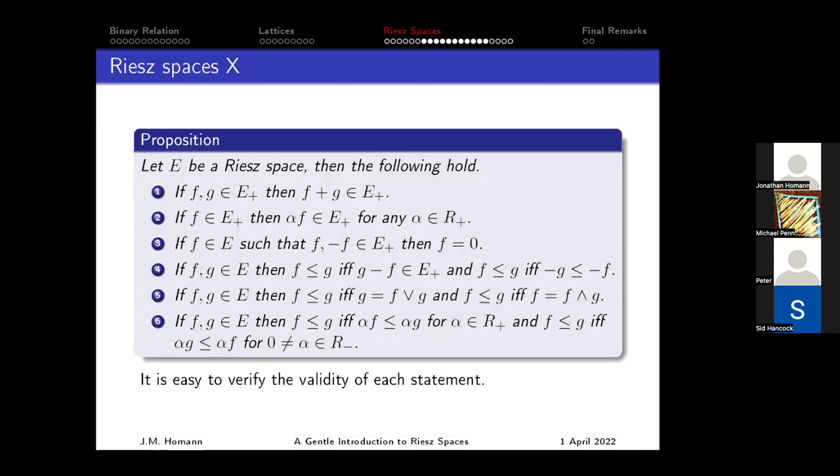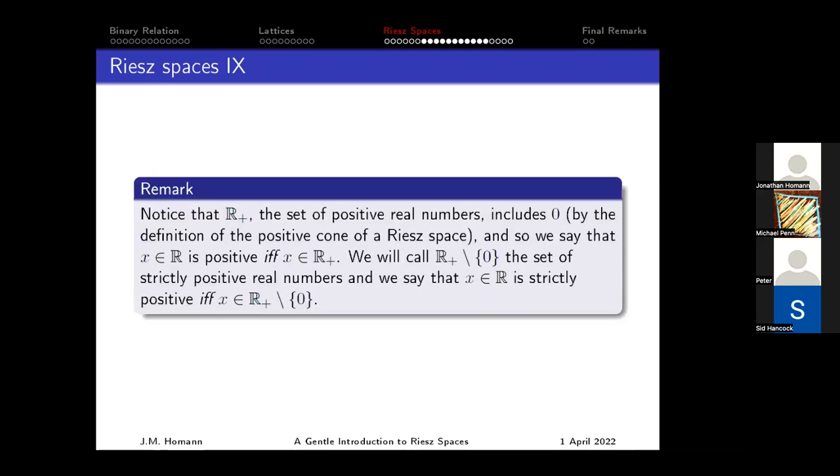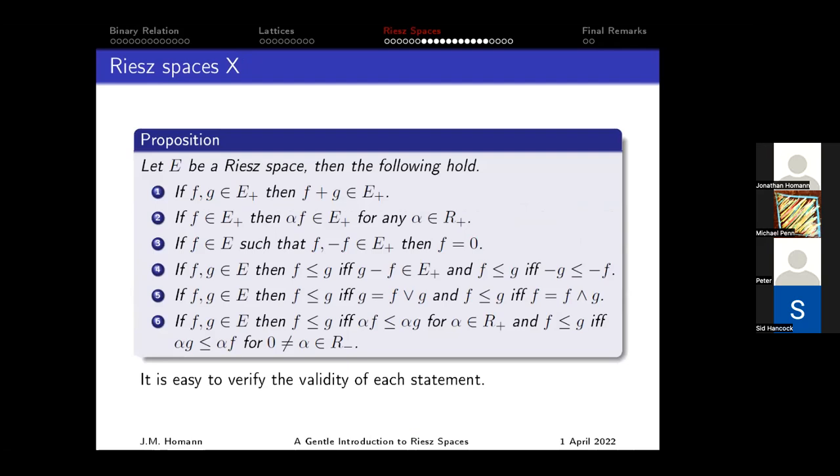So then our second last proposition is, we'll say that if E is a Riesz space, then we have the following. If f and g are in E plus, then f plus g is in E plus. If f is in E plus, then alpha f is in E plus for any positive real number alpha. If f is in E such that f and minus f are in E plus, then f is equal to zero. If f and g are in E, then f is dominated by g if and only if g minus f is in E plus, and f is dominated by g if and only if minus g is dominated by minus f. Then number five, if f and g are in E, then f is dominated by g if and only if g is the supremum of f and g, and f is dominated by g if and only if f is the infimum of f and g.